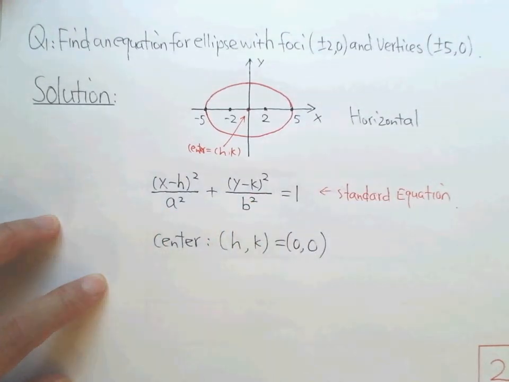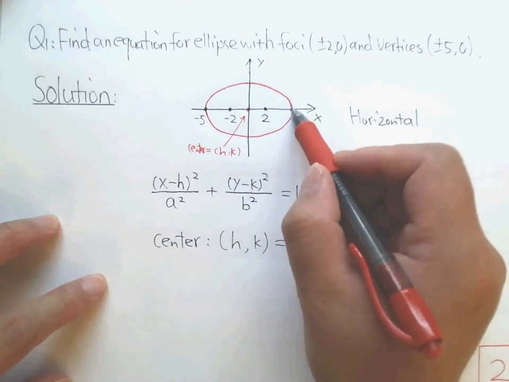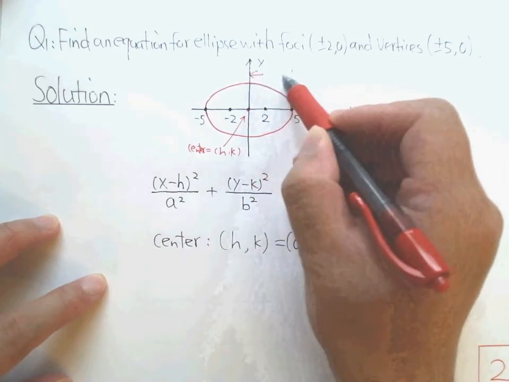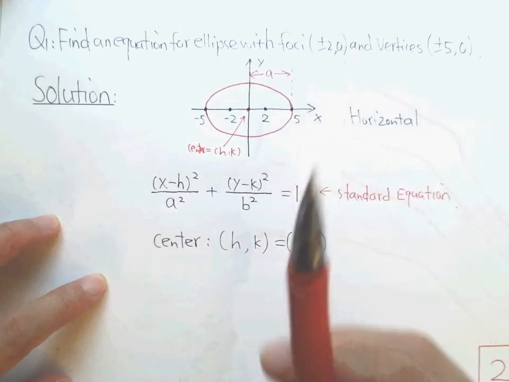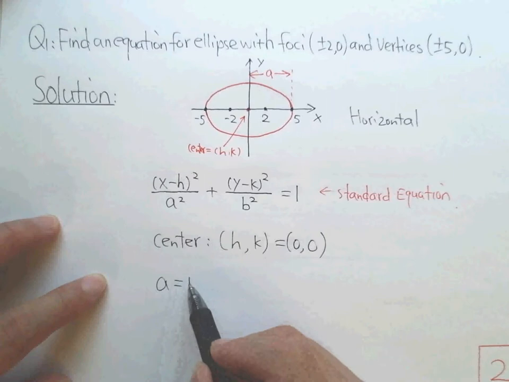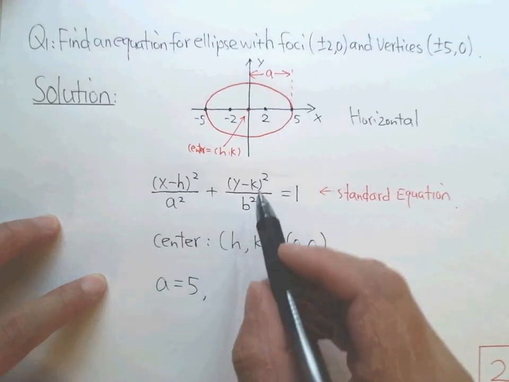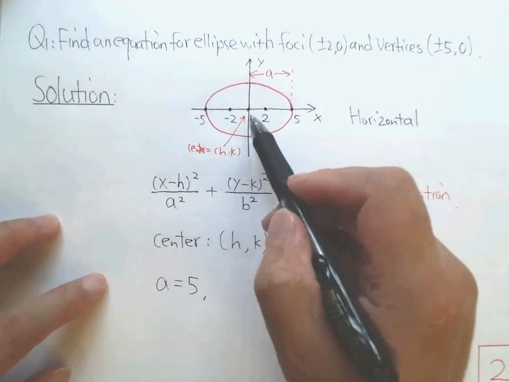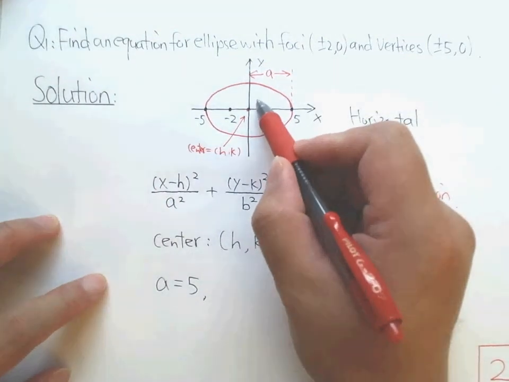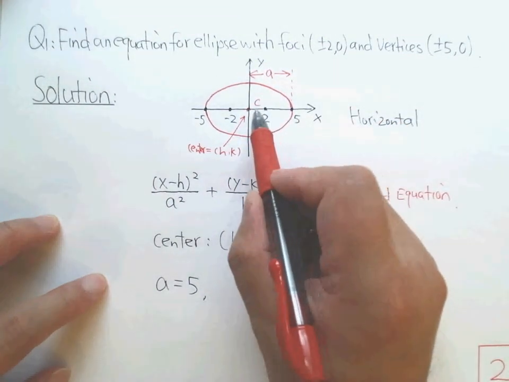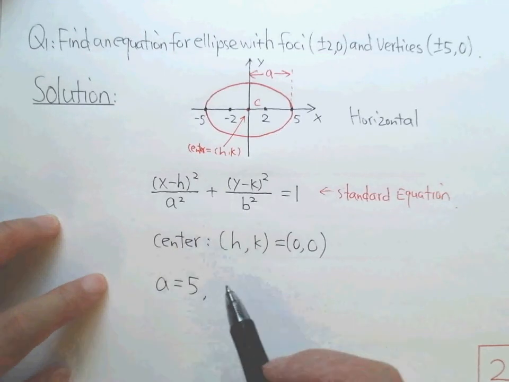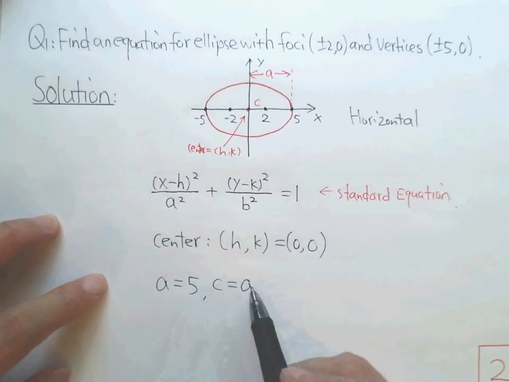Now we go to a and b. Where is a? This is the distance from the vertex to the center. This distance is a, so a equals 5. How do we find b? We don't have b here. b is this part, half of the minor axis. But we have a formula linking a, b, c together, so we can find c first. What's c? It is the distance from the center to either focus. c is 2.